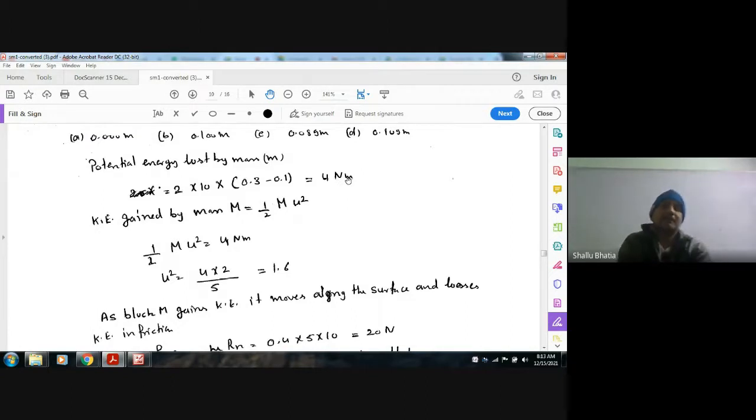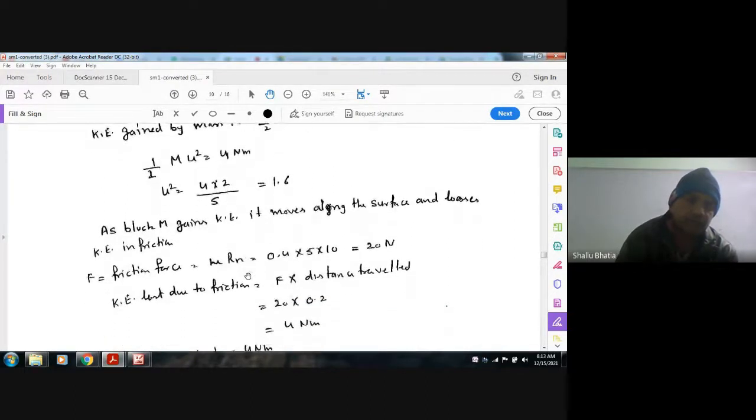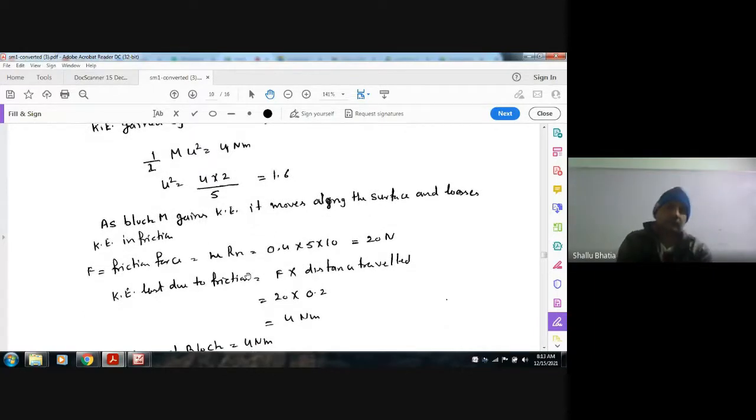And the kinetic energy gained by the mass M: let u be the velocity of the mass M after striking. Then the kinetic energy will be half M u square. Then u square will be 4 into 2 by 5, which is 8 by 5, so it will be 1.6.